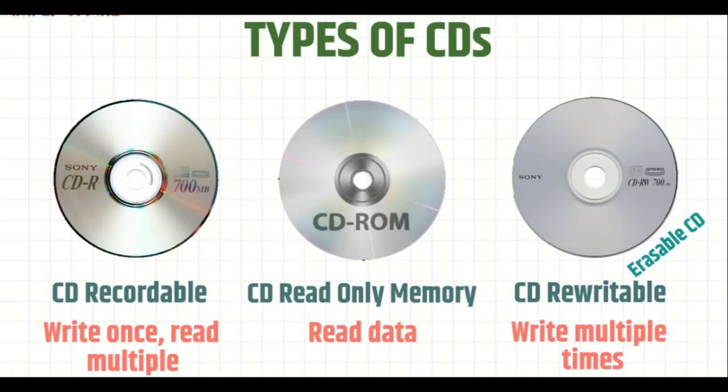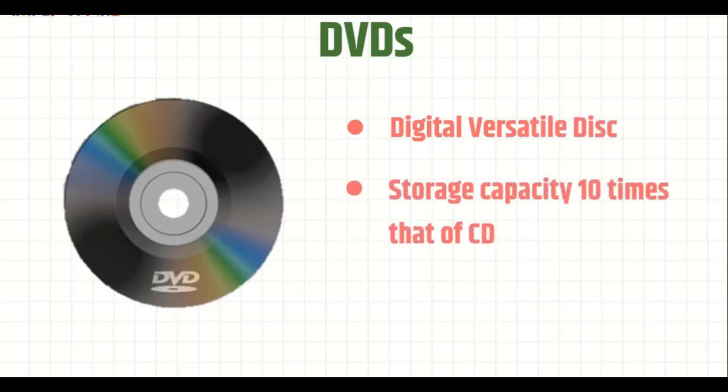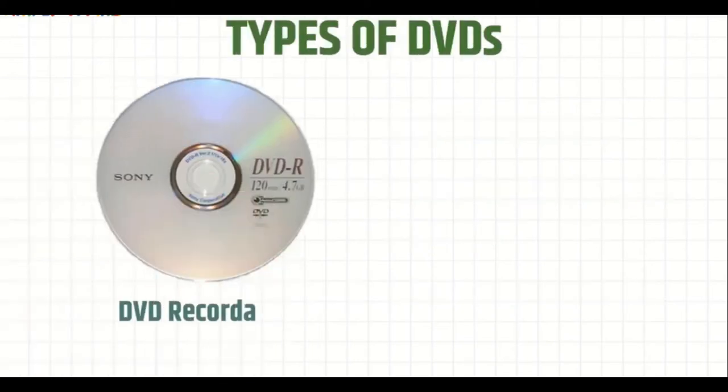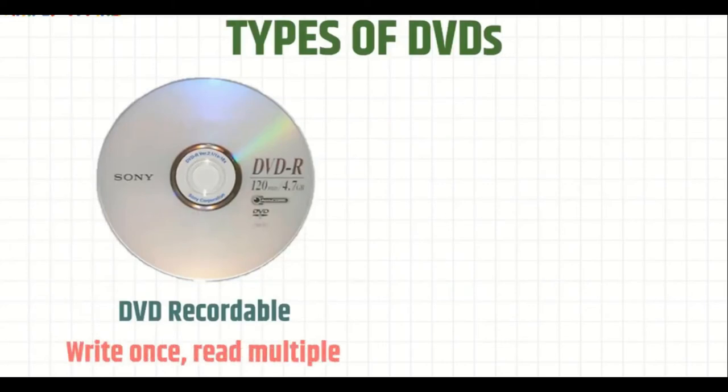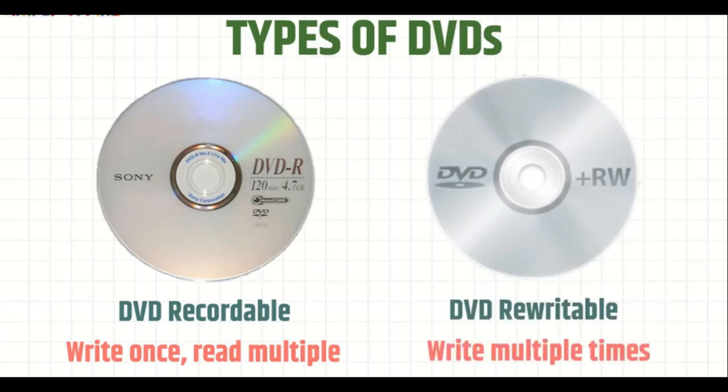Next, we will come to DVD. DVD stands for digital versatile disk. They have more storage capacity. They are 20 times faster than the CD. They come in three types. First, DVD recordable, which means it can write once and read multiple times. Now, next is DVD RW. DVD RW means DVD read and writable, which means write multiple times and read multiple times.